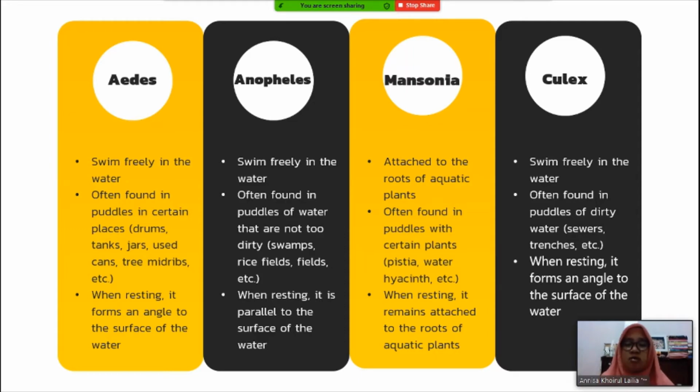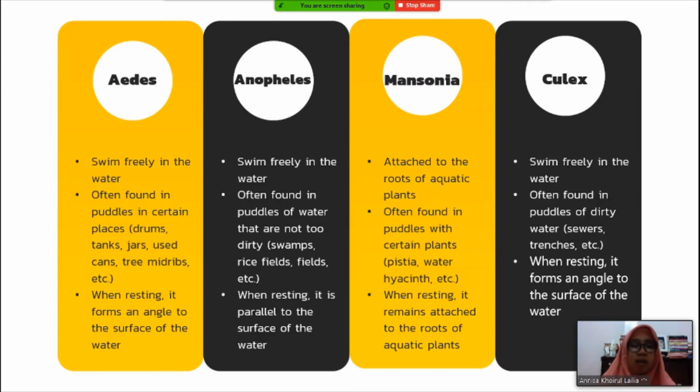They swim freely in the water too, but they are found in water that is not too dirty, such as swamps, rice fields, and fields. And when resting, they are parallel with the surface of the water. And for Mansonia, the larvae are attached to the roots of aquatic plants. They are often found in puddles with certain plants, such as pistia and also water hyacinths. And when resting, they are still attached to the roots of the aquatic plants.